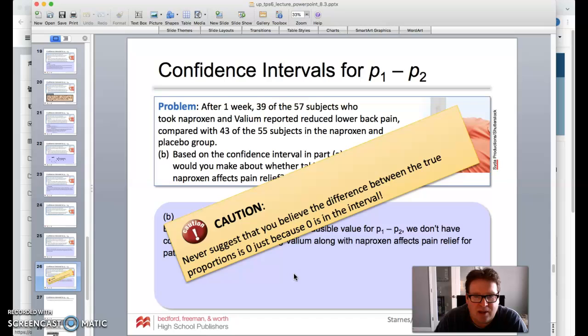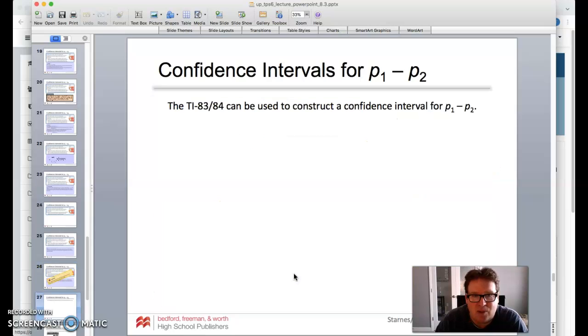All right, so never suggest that you believe the difference between the true proportions is 0 just because it's in the interval. Just say that it's in the interval, so therefore we can't say that there's a difference. But don't think that it is exactly 0. Okay, but it's sort of worth a mention.